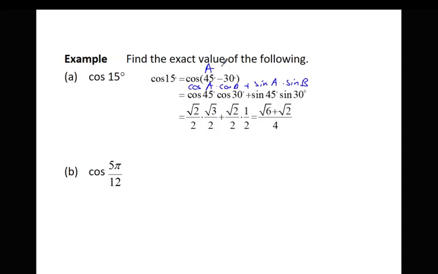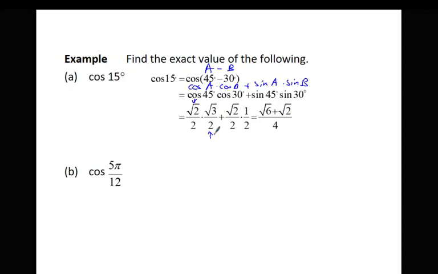This is A minus B. So you just plug in angle A and angle B into the formula. Then after that, you just use their unit circle values. So cosine at 45 degrees is square root of 2 over 2. Cosine at 30 degrees is square root of 3 over 2. So these all come from the unit circle.